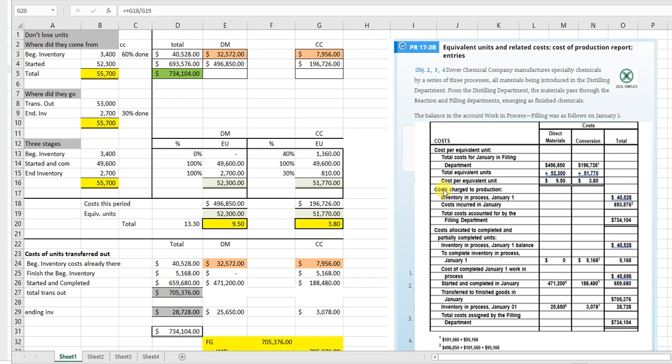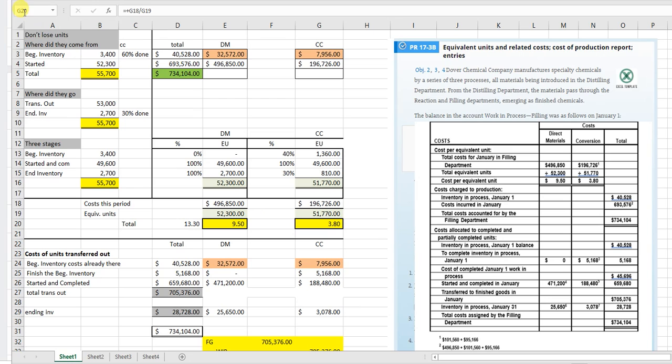Now let's focus on this part of the solution right here. On your online homework, if they do it that way, that's how you want to do it. But I've already done it. 40,528 and 693,576 are these totals right up here. They don't necessarily break them out into conversion costs. I do, because in the spreadsheet I can just have this cell pull down to this cell. And if you notice, all my numbers down here have automatically filled in, but I'm going to go through how we get them. So what we have is we have to assign the cost.